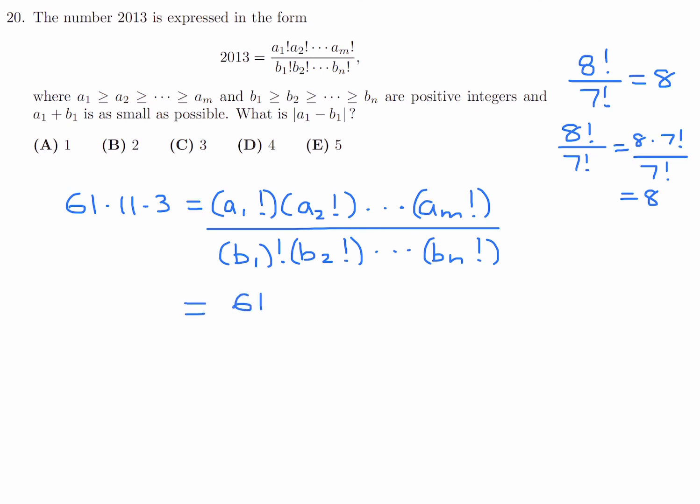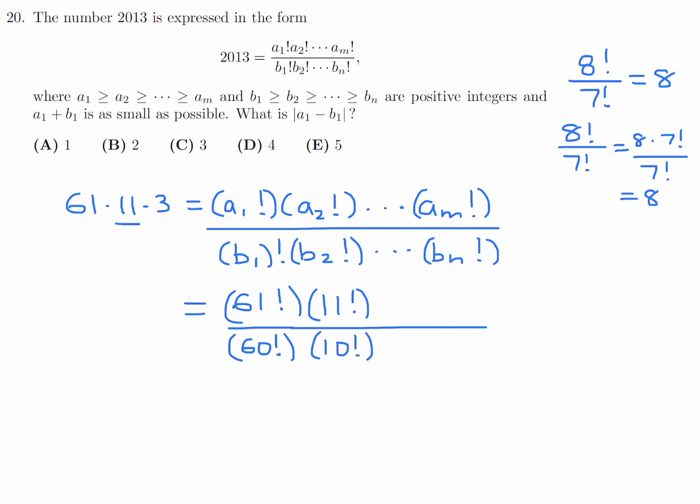So immediately what I thought is 61 factorial over 60 factorial. If I did that, it would cancel to give me just 61. And then if I keep going, I would put in 11 factorial over 10 factorial. Those two would cancel to give me just 11. And then I put in 3 factorial over 2 factorial, and those two would cancel to give me just 3. Okay, this is perfectly valid.